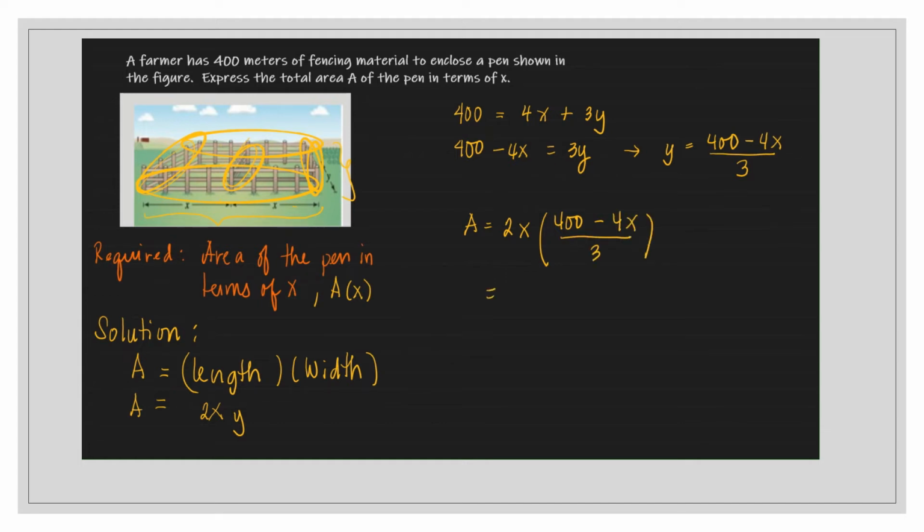So giving us, we distribute 2x, so we get 800x minus 8x squared all over 3. So now we were able to come up with an expression for the area of the pen in terms of x. So we can now write it as A of x. It is equal to 800x minus 8x squared all over 3.